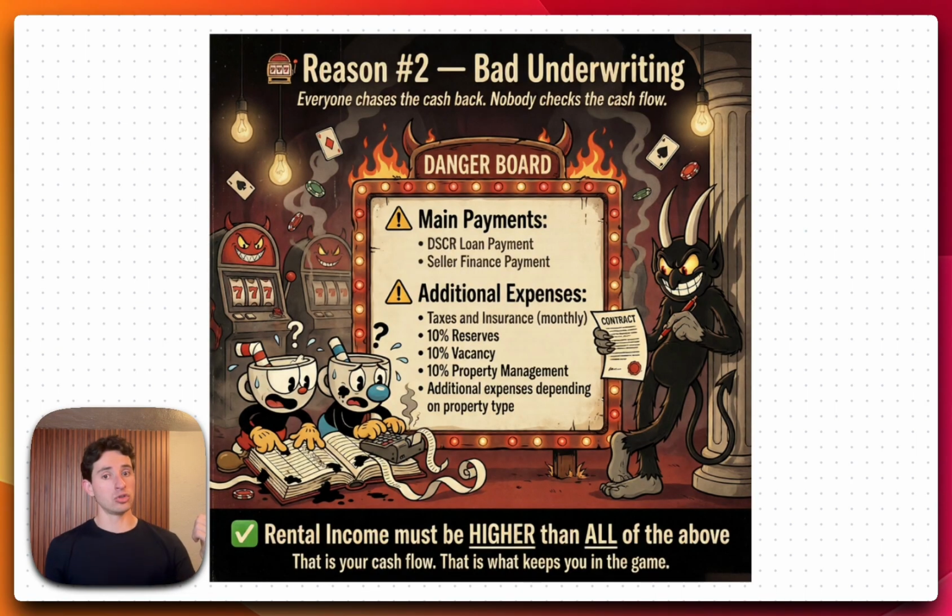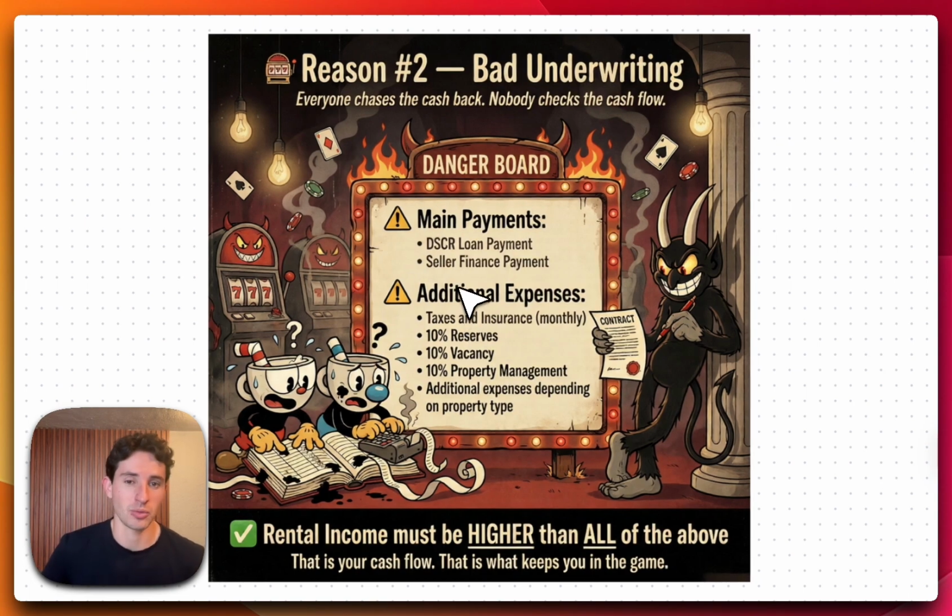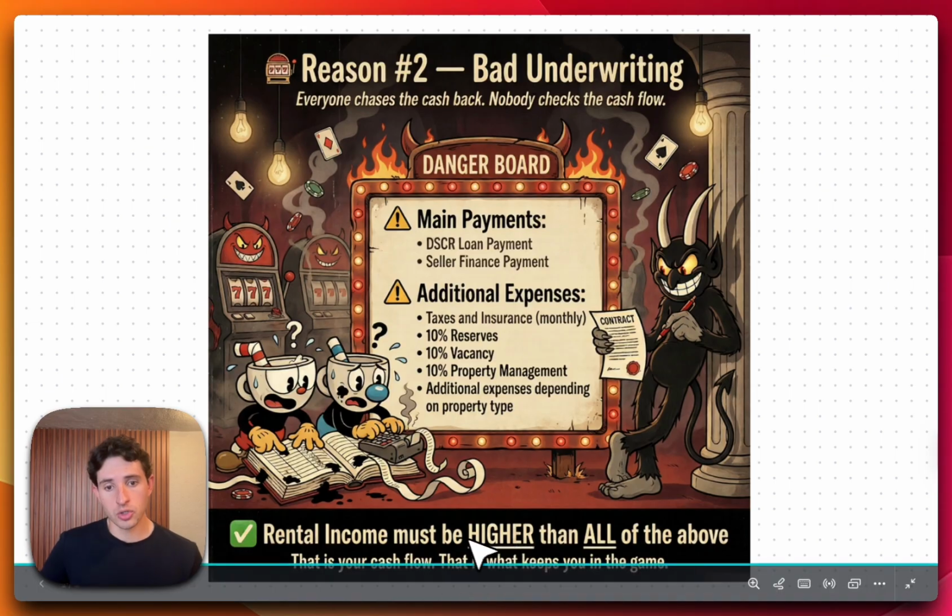I like to put 10% for reserves, as you can see here, 10% for vacancy, 10% for property management, and any additional expenses depending on the property type. So if it's like big multifamily, RV parks, mobile home parks, hotels, there are more expenses than with residential properties. So of course, rental income must be higher than all of the above, and that is your cash flow. That is what keeps you in the game.